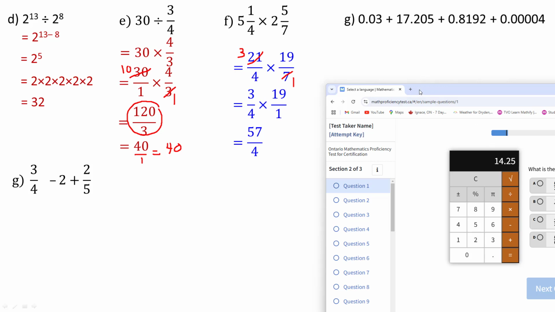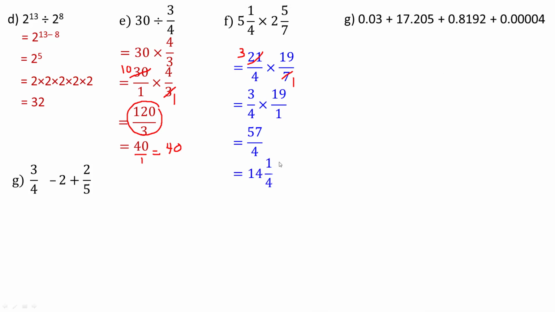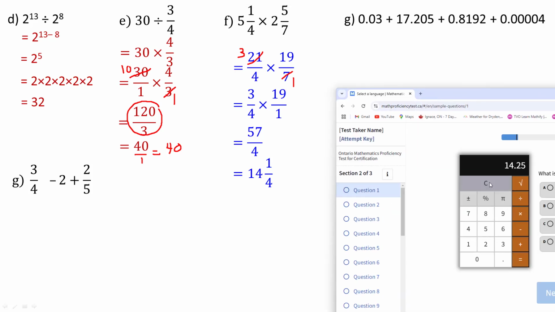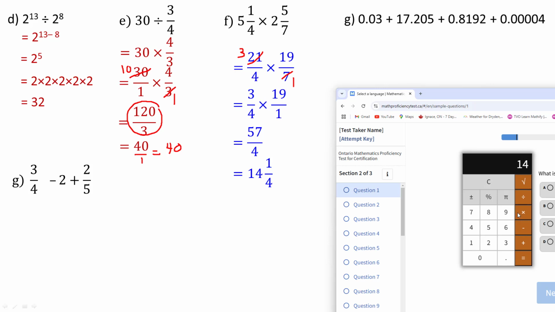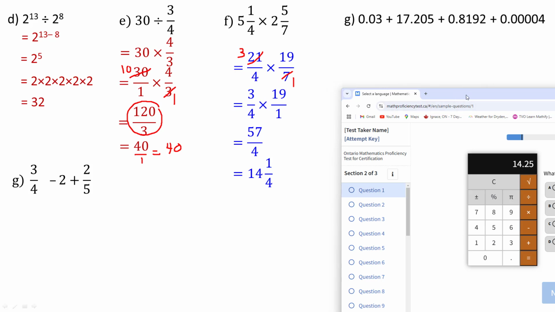So this is going to be 14. Now, to figure out how many quarters are left, 14 times 4, that's 56. Let me bring the calculator back here. See, 14 times 4 is 56. And there must be one more to make the 57. Also, if you remember any of your fractions at all, the 0.25 is the quarter. So that's 14 1/4.